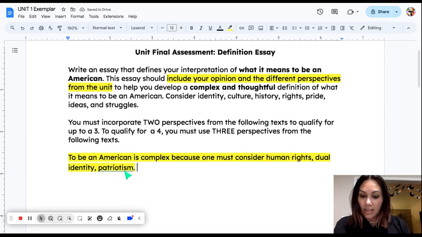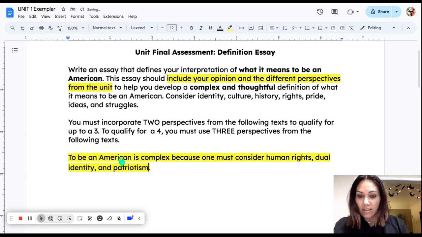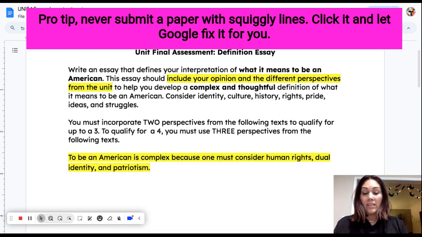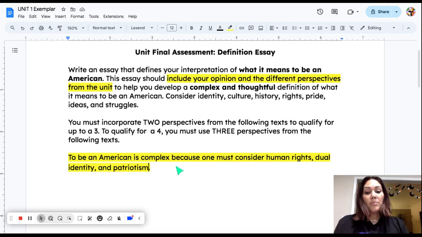Oops, squiggly line. That alerts me. I didn't put the and. I said it, but I didn't write it. So thank you, squiggly line. Always never submit a paper with squiggly lines. Google's helping you fix something, so fix it. Okay, to be an American is complex because one must consider human rights, dual identity, and patriotism.